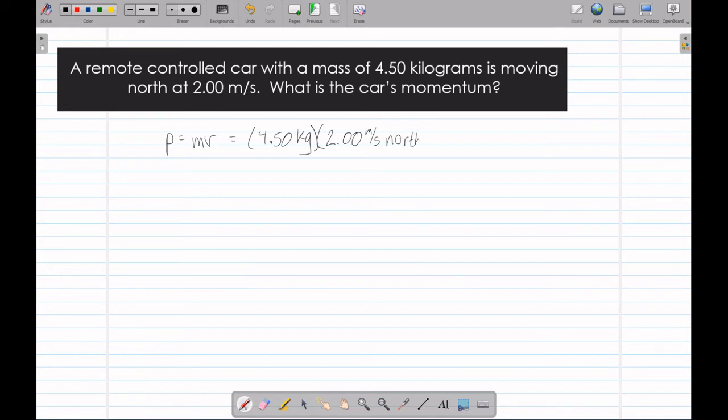Remember, velocity is a vector, so we must include that direction. Now you can grab your trusty calculator, or you may find that these numbers are pretty easy to multiply together. 4.5 times 2 is 9. Three significant figures is 9.00. The unit is going to be kilogram meters per second, which is the unit for momentum, and the direction is going to be north, which is the same as the object's velocity. So an object's momentum and its velocity always have the same direction.